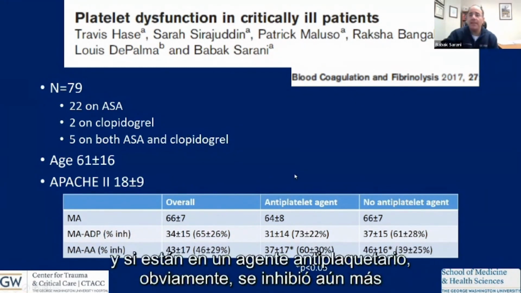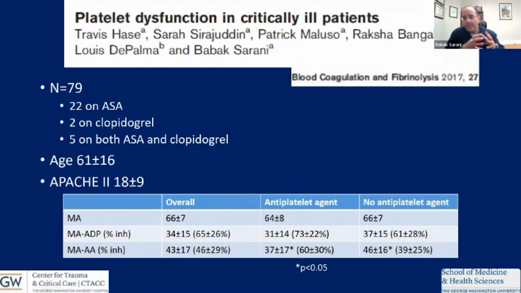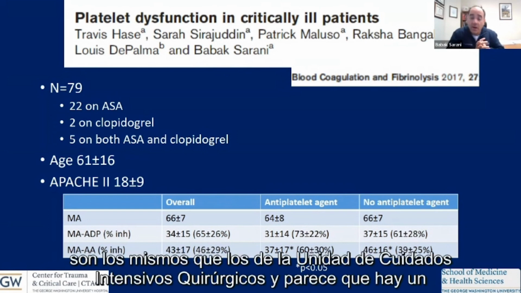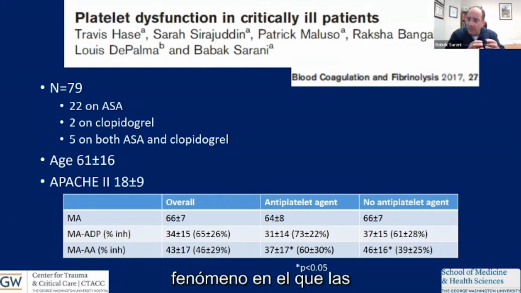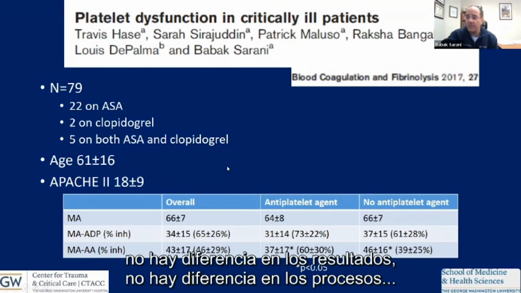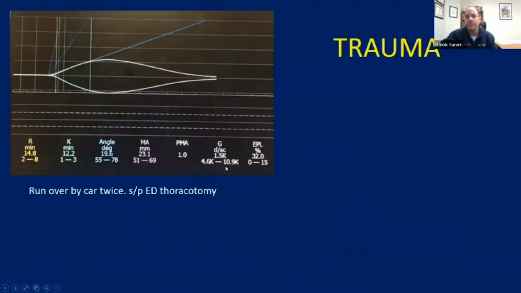And if they're on an antiplatelet agent, obviously it got even more inhibited. So the bottom line is the outcomes and the findings in the medical intensive care unit are the same ones as the surgical intensive care unit. And there seems to be a phenomenon where people develop platelet dysfunction when they are severely ill, whether it's medically ill, pneumonia, things like that, or surgically ill, traumatically injured, things like that. So no difference in outcomes, no difference in processes.